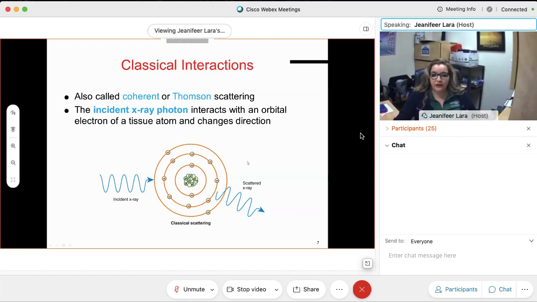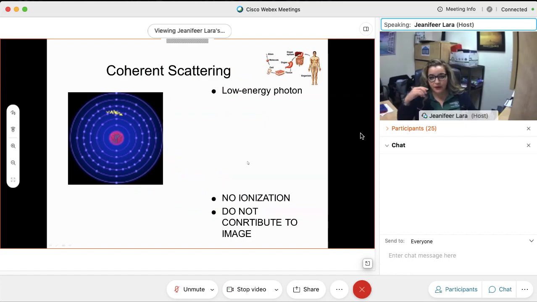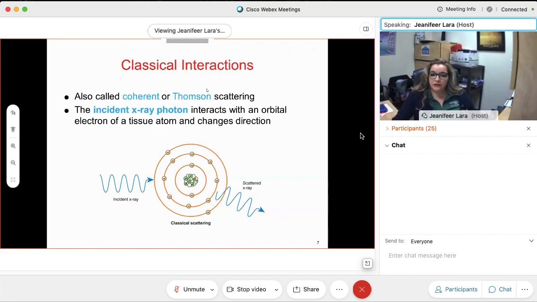So let's see if we can put this here. Let's put it in form. Coherent scattering. This is why it's called scattering. Scattering because here's the direction of the primary X-ray, right?